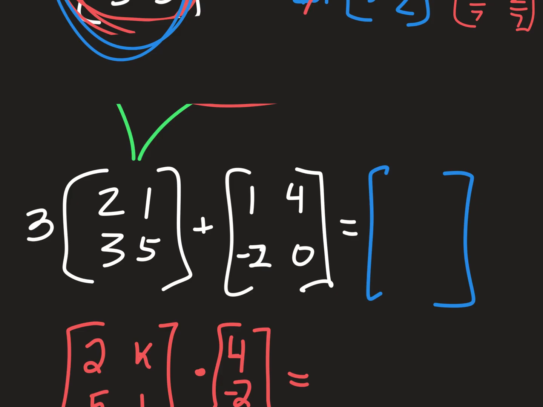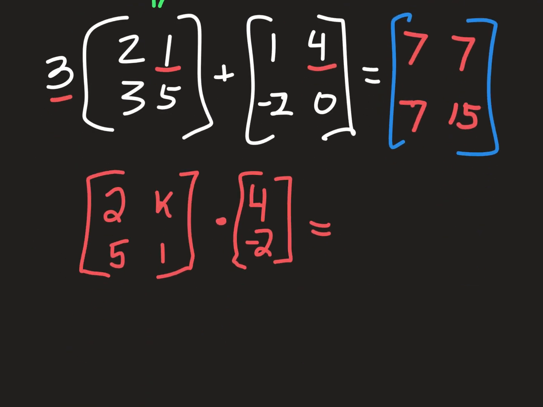3 times 2 is 6 plus 1 is 7. 3 times the 1 was what I'm doing in case you got lost there. 3 times 1 is 3 plus 4 makes 7 again. 3 times 3 is 9 plus negative 2 makes 7 again. And 3 times 5 is 15 plus 0 is 15. 7, 7, 7, 15. Raise your hand if you had that one right. Okay, awesome. So that's adding, and subtracting would have been exactly the same and just minus instead of plus in the middle. Okay, so we're good on those, I think.